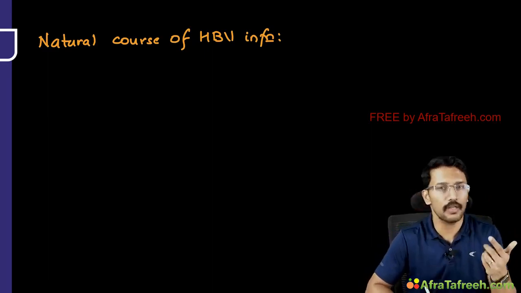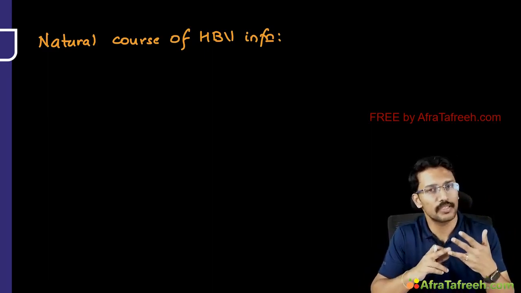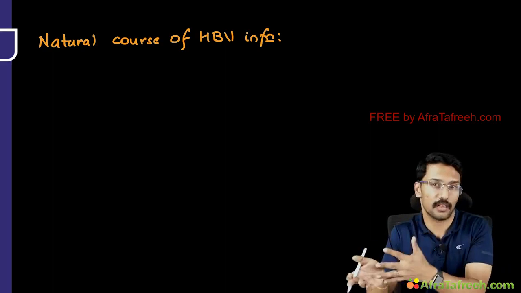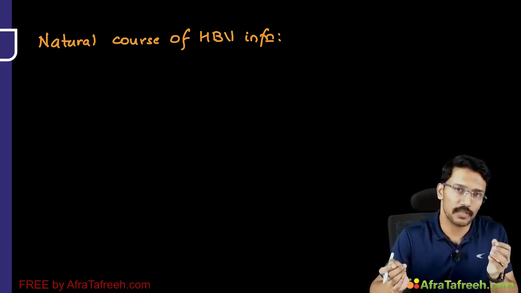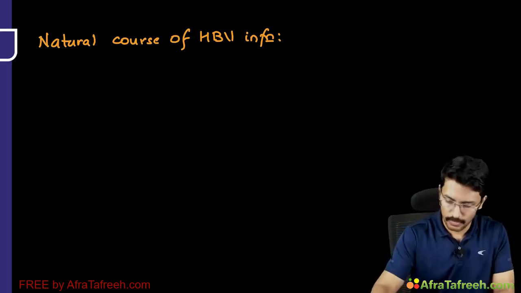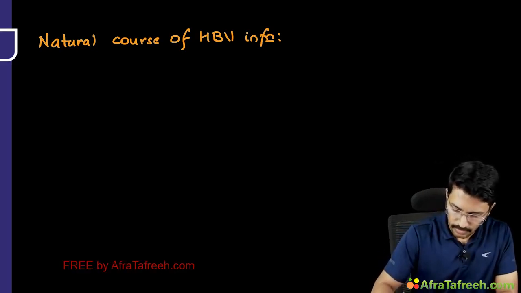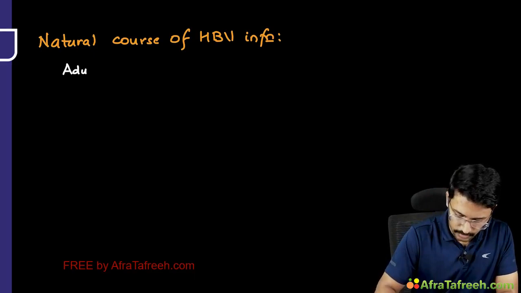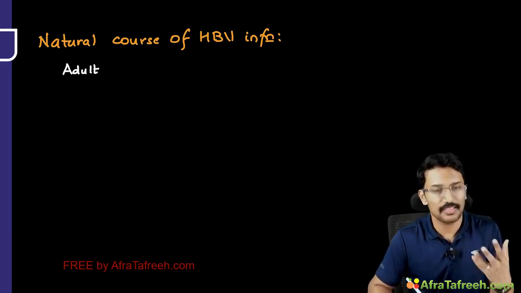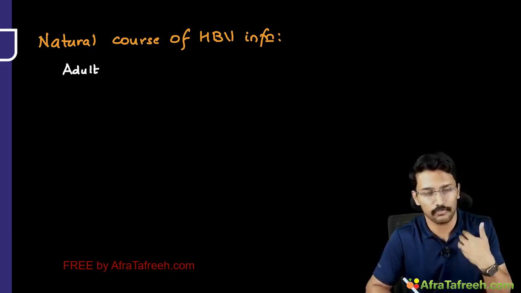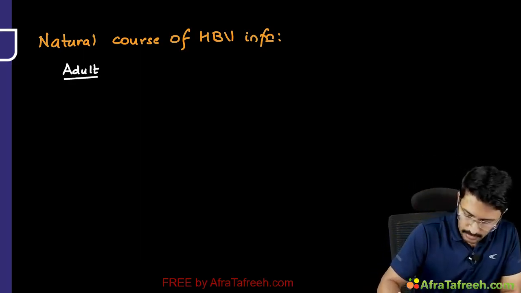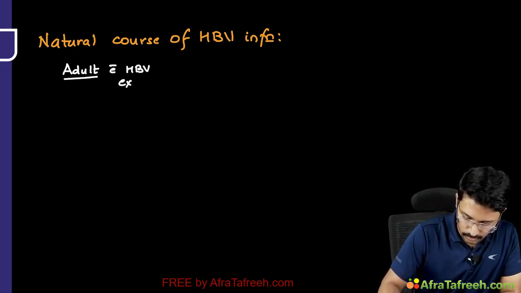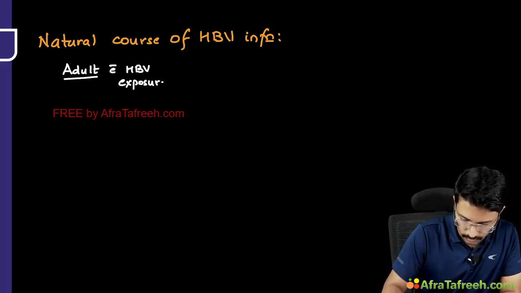See, when you compare the B and C, obviously the chances of chronicity is pretty higher in hepatitis C. The chances of chronicity is relatively less with respect to hepatitis B, right? So when I talk about an adult patient, an adult who has been exposed, there is a reason why I'm starting with adult, right? I'm not talking about children, I'll tell you why. But now, if there is an adult with hepatitis B virus exposure or infection, what will be the course?